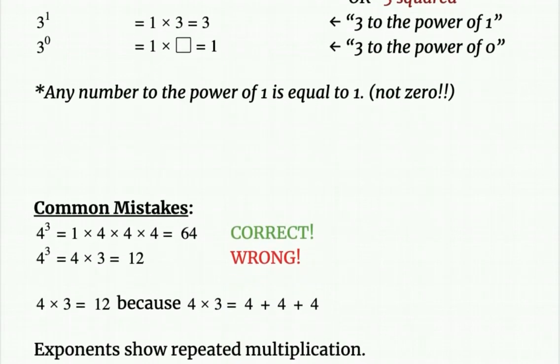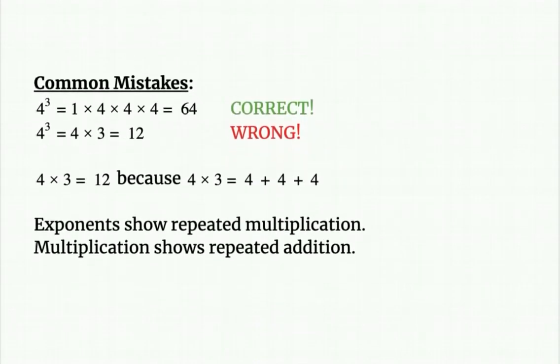Common mistakes that can be made with exponents are the following. And you can jot this down in your notebook because this happens so often. For the question 4 to the 3rd power, the correct way to expand it would be to take the base number, which is 4, and multiply it by itself 3 times and 1. So that's why we end up with 1 times 4 times 4 times 4. 3 of those 4's based on the power. And that'll give us 64.